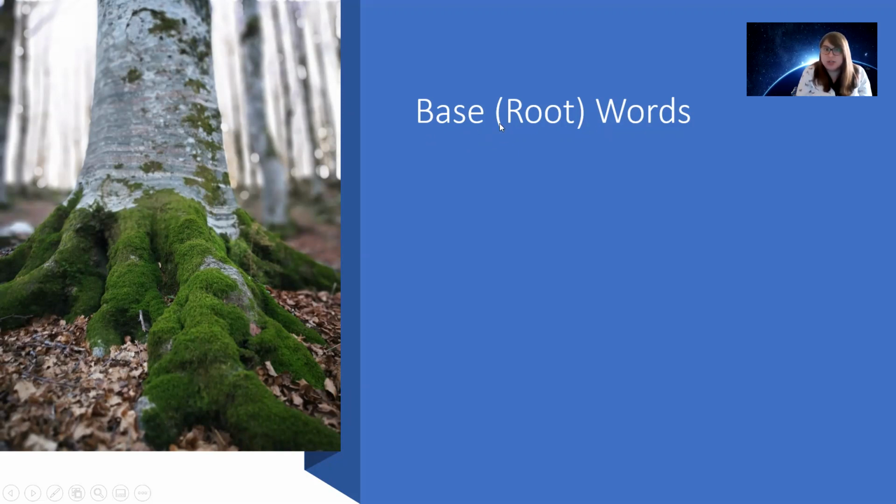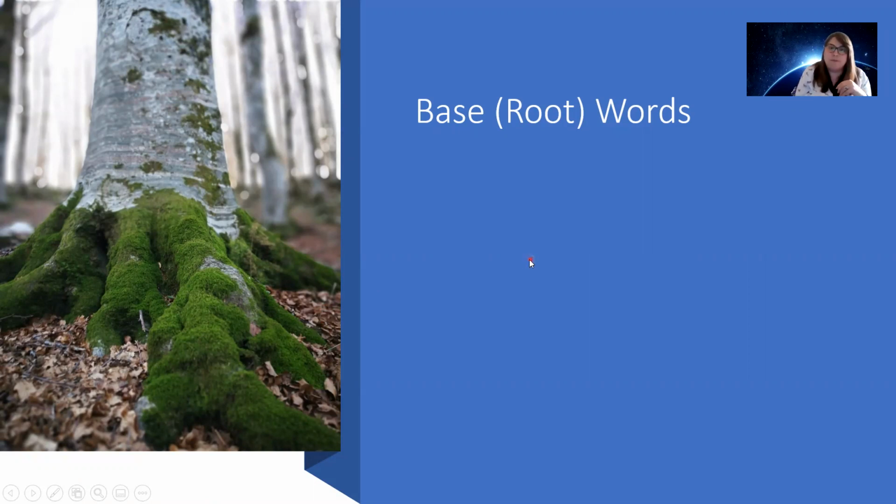Before I give you that definition, I want you to think a minute about a tree. I've got this really cool picture of a tree with its roots here. I want you to think to yourself, what does a root do? Why do plants need roots? When I think about a root, I think about the thing that holds up a plant, the thing that the plant grows out from. It anchors the plant. And without a root, that plant isn't going to grow.